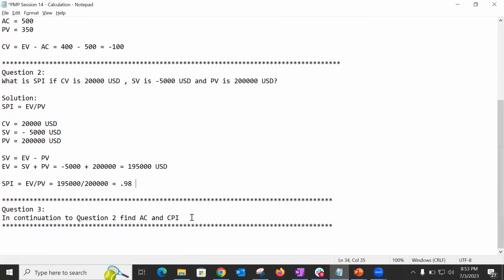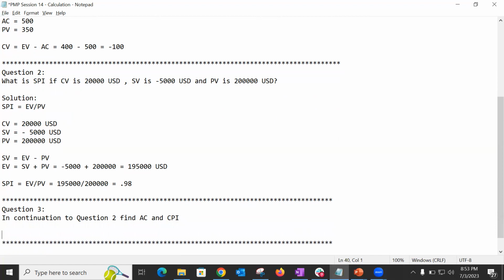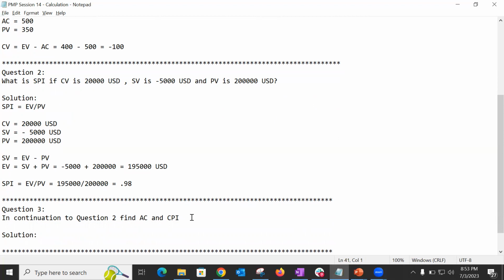Okay, coming down to question three. It's telling us, in continuation to question two, find AC and CPI. So from question two, we have got the SPI. Now it tells us to find the AC and the CPI. So how do I find the AC?